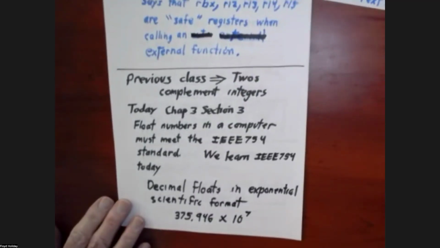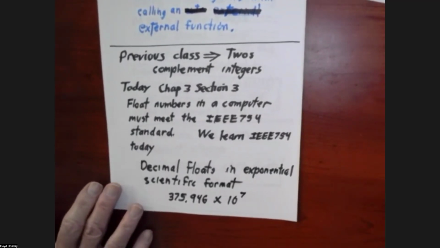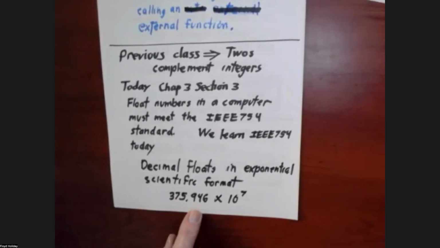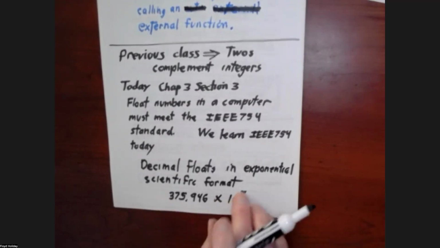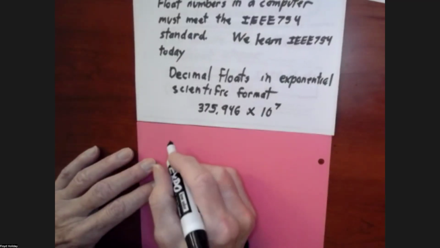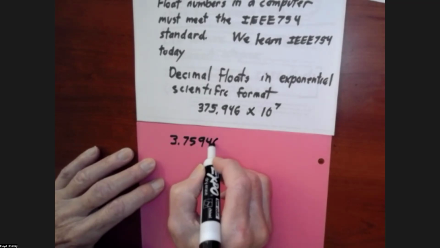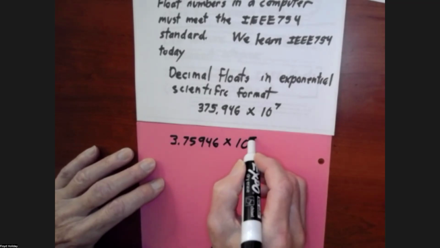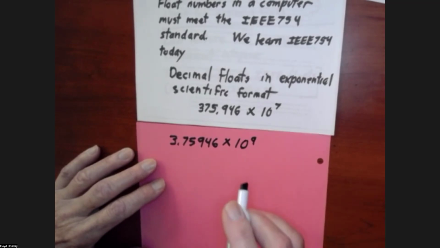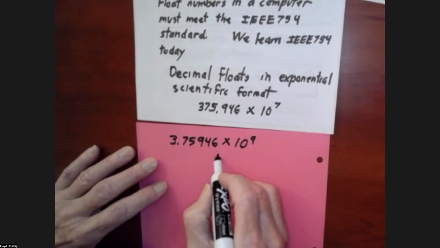The blue ink's not important. The lecture starts with the black ink. This one is exponential format, but it's not scientific. To be scientific, you can only have one non-zero digit on the left of the dot. So 3.7596 times 10 to the 9 meets both criteria. It's scientific and it's exponential format, both.